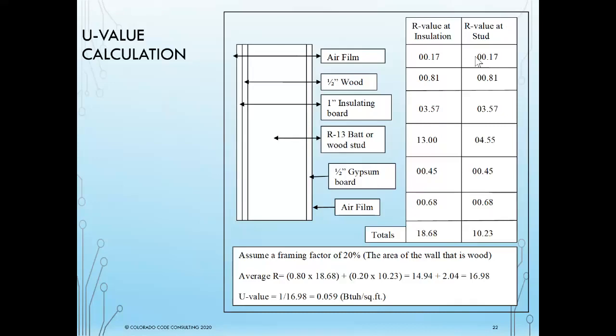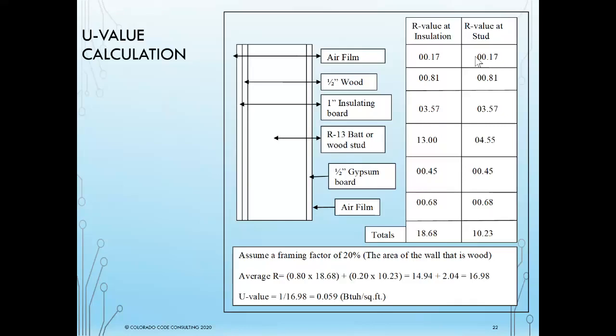So depending on your weather, that might change a little bit. But when you look in the Ashley Book of Fundamentals, it tells you 0.17 for the outside and 0.68 for the inside. That's pretty typical. So that's what you'll see for these, quote, air films. Then we just kind of go down the rows here.